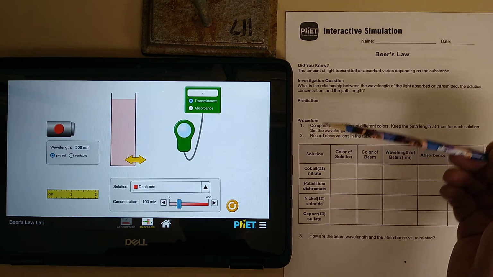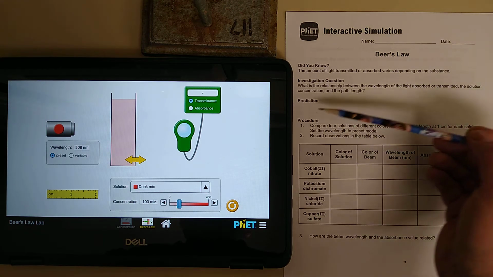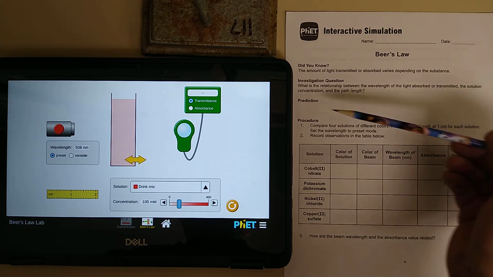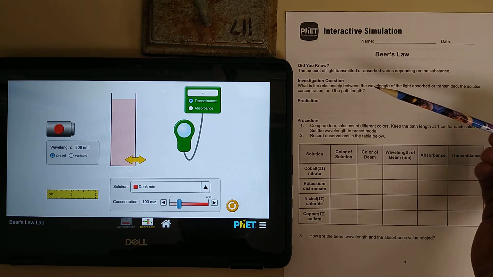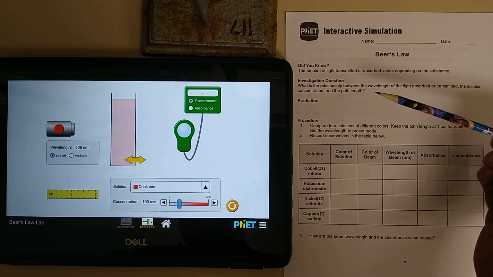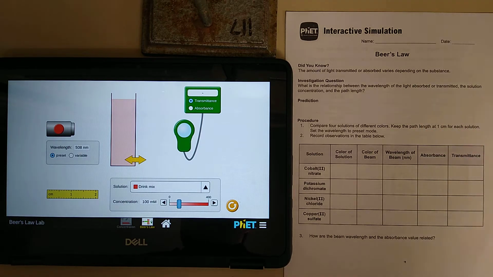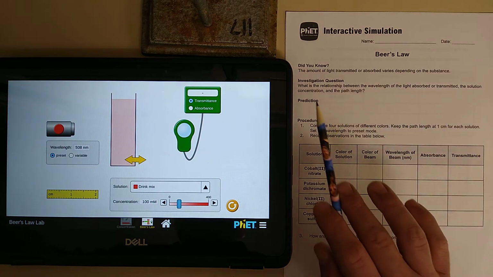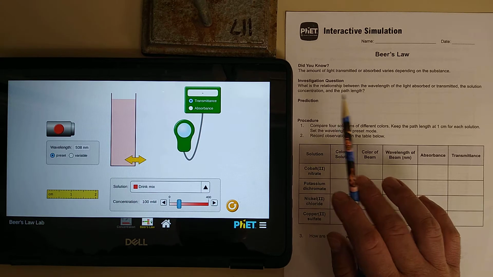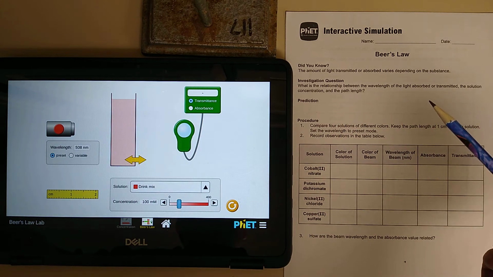And here's where you would make a prediction. I'm not going to tell you what to predict. This is for your own benefit, for you to think about. What do you think the relationship is between the wavelength, remember we talked about wavelength and frequency, the solution concentration and the path length? How do you think those are all connected?